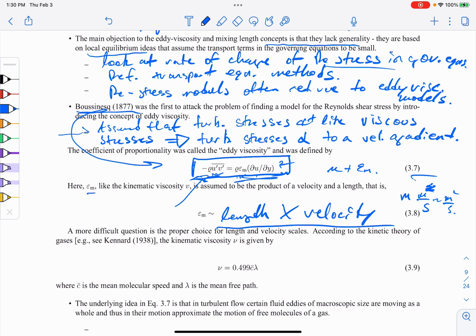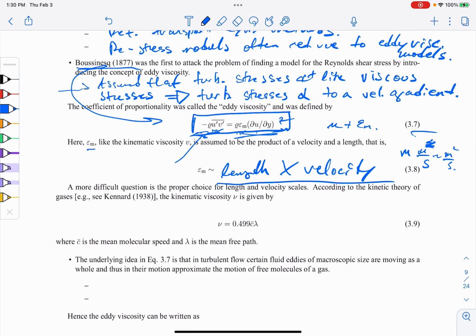So now the big problem Boussinesq and others were thinking about is, well, I know this little eddy viscosity term modifies the flow by making it more viscous. That's the effect of turbulence, essentially, in the idea. What would I choose for length and velocity scales? And there can be a lot of arguments about that. Some people say, according to the kinetic theory of gases, and this was pulled from a paper in 1938, the viscosity itself should go as a constant times a mean free path, which is lambda, and the speed of the molecules.